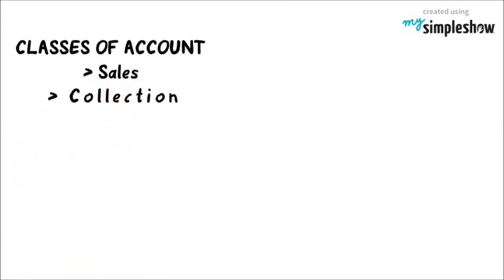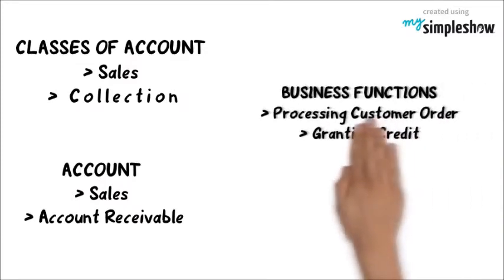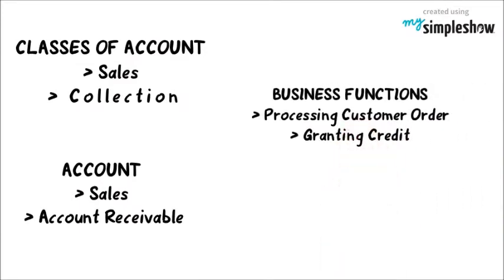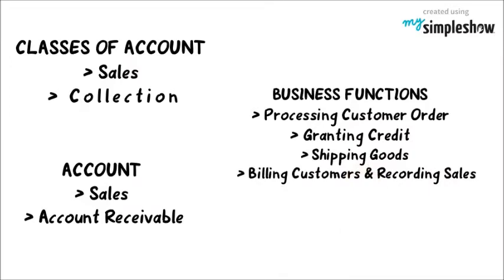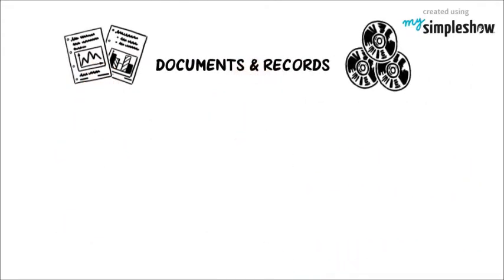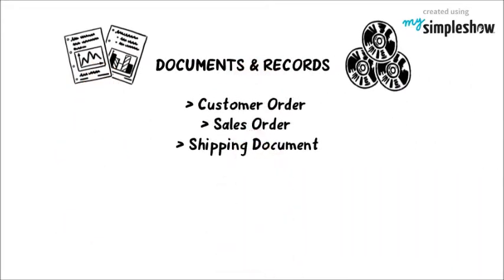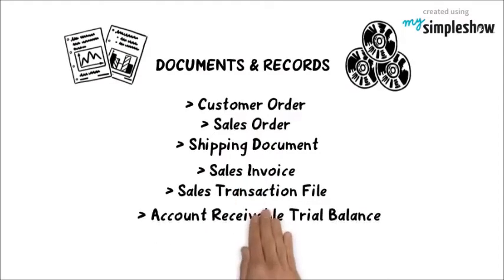Classes of account include sales and collection. Accounts include sales and account receivable. Business functions include processing customer orders, granting credit, shipping goods, and billing customers and recording sales. Documents and records include customer's order, sales order, shipping document, sales invoice, sales transaction file and account receivable trial balance.